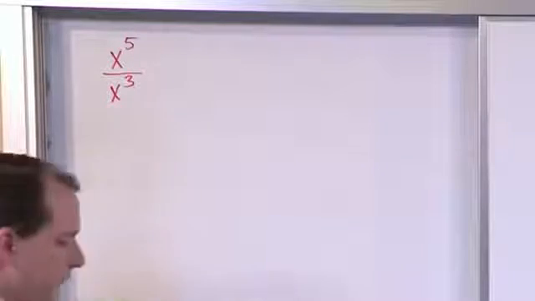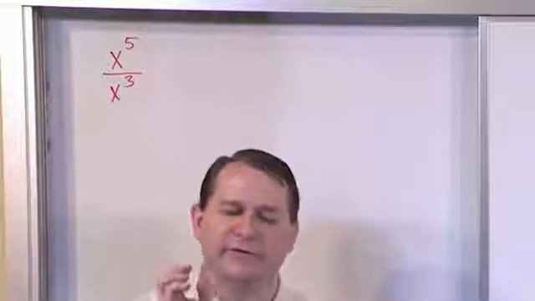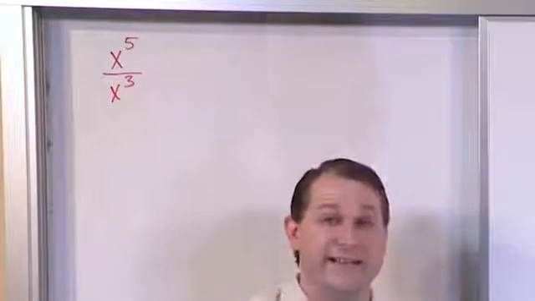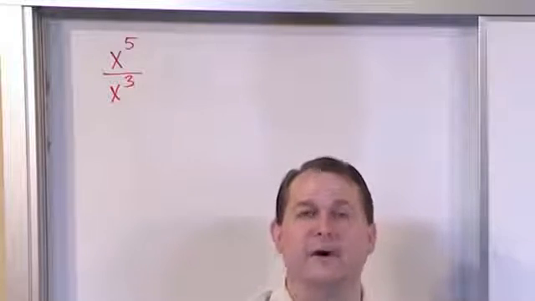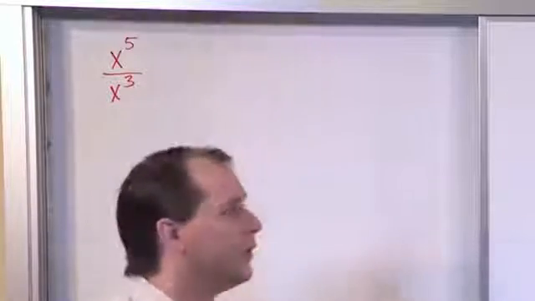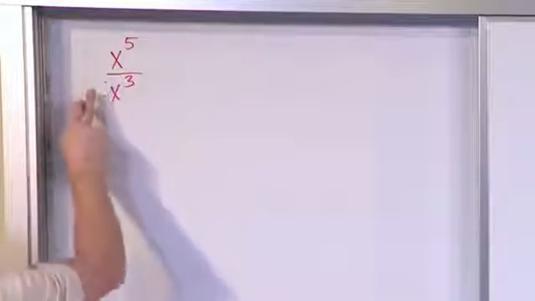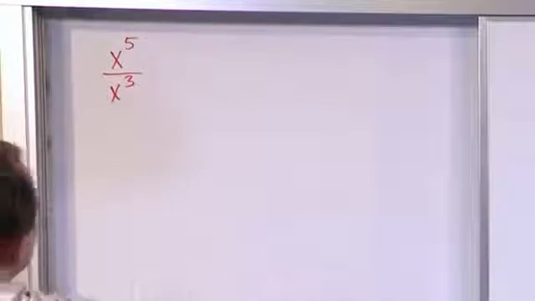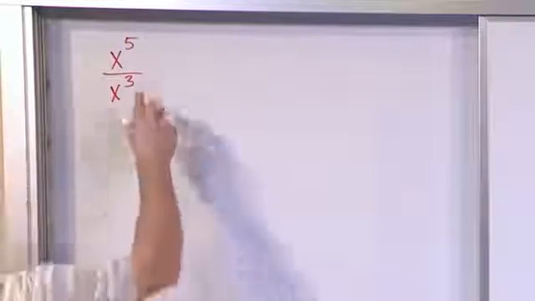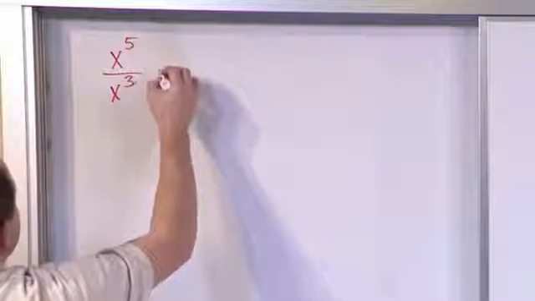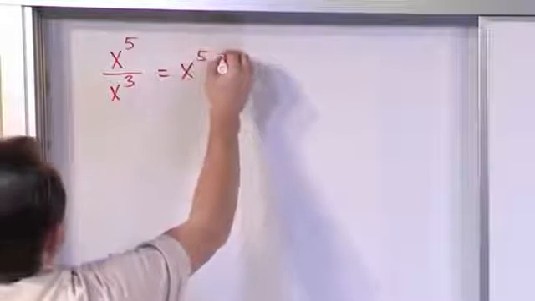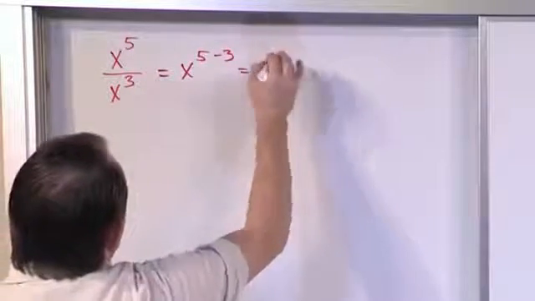All right, now if you remember, what I told you is if you had two things multiplied together that had the same base and you had exponents involved, you just add the exponents. So what do you think you're going to do if you're dividing two things with the same base and they have exponents? Well, it turns out you subtract them. You start at the top and you subtract the bottom. So you have x, 5 minus 3, x squared.